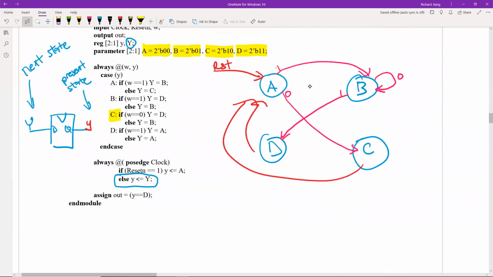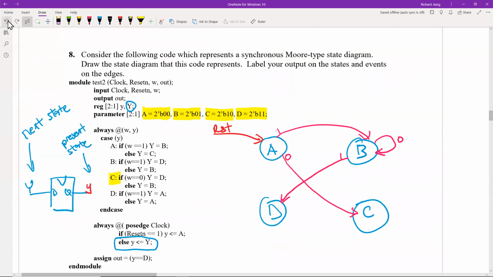If reset's ever asserted, the next state will always be state A, according to this, because this is an if statement. Remember, if statements are prioritized, so the top one has the highest priority. If reset is ever asserted, next state is always A.